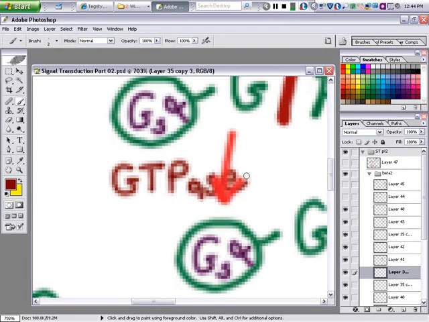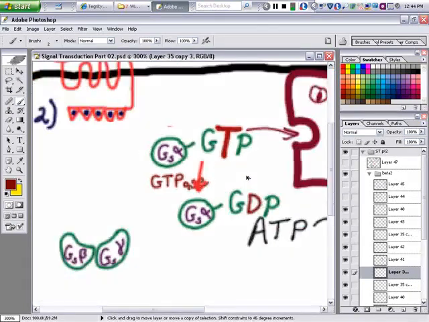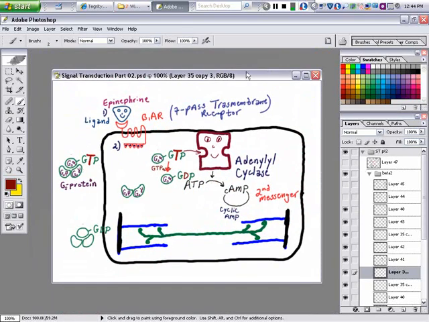GTP into GDP, because you need a way to actually turn that protein back off. You have to turn it off, because if you don't, it's going to stay active forever. And you're going to start making too much cyclic AMP, or the cyclic AMP levels will stay high too long, and your heart will beat fast and hard too long, and that'll give you a heart attack.